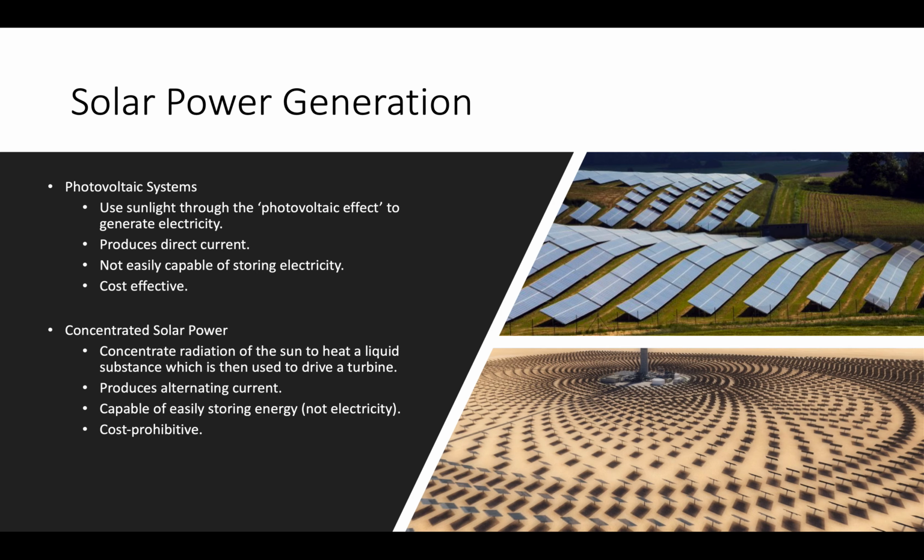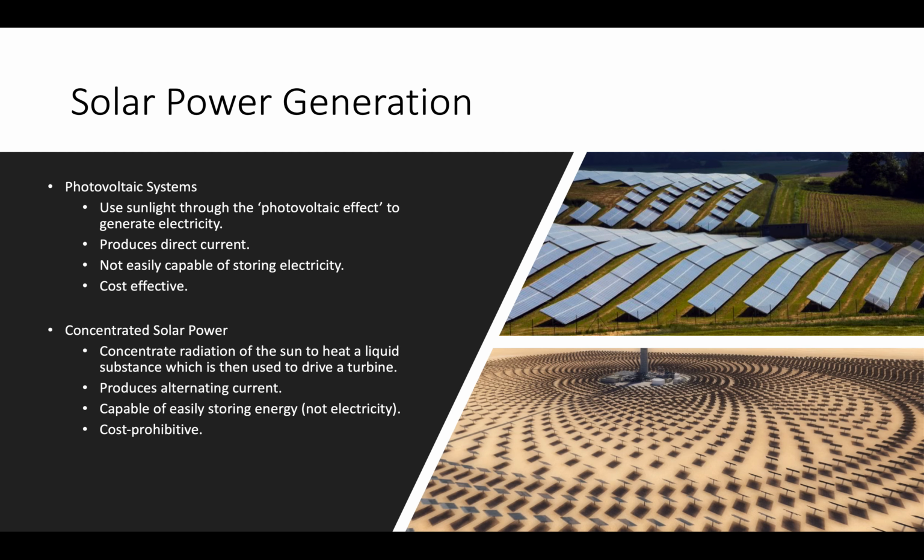So in a CSP system, like I mentioned, they concentrate solar radiation of the sun to heat a liquid substance, which is then used to drive a heat engine, that turbine, and drive this large electric generator. It generates alternating current, which can be easily distributed on the power network, just like those of large wind turbines.